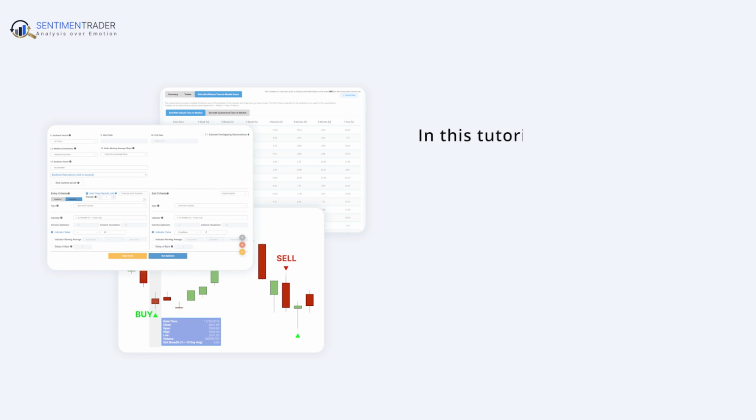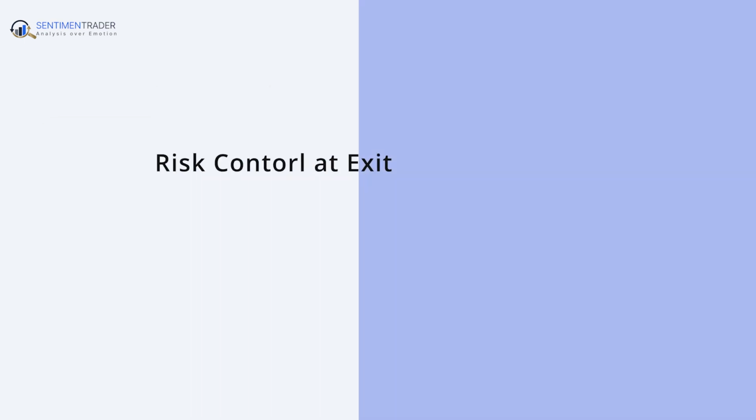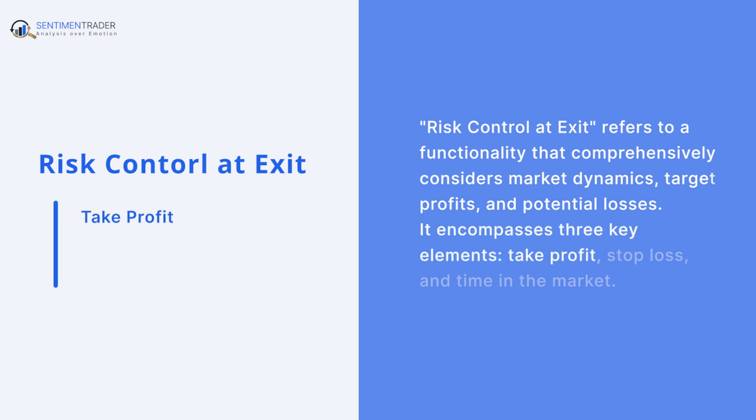In this tutorial, I will assist you in understanding the risk control at exit features and their impact on backtesting results. Risk control at exit refers to a functionality that comprehensively considers market dynamics, target profits, and potential losses. It encompasses three key elements: take profit, stop loss, and time in the market.